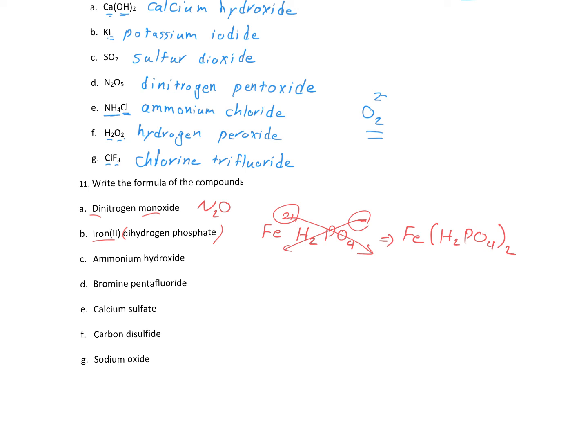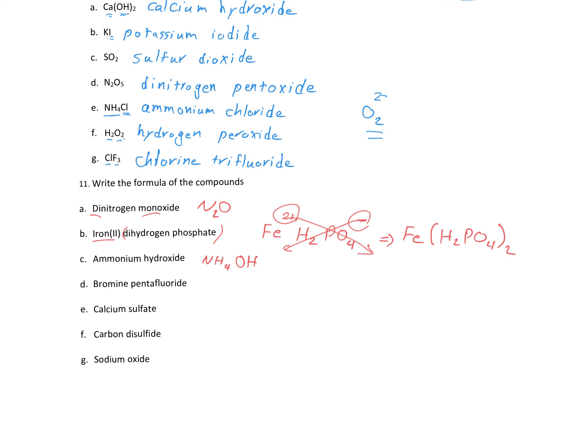Okay, next one, ammonium hydroxide. Both of them are polyatomic ions. So you write the ion first, with the charges. Hydroxide is OH minus, it's 1 and 1, so it's already charge balanced. So you just write them next to each other. So let me just erase the charges. That's it. And maybe it's better to write OH closer to NH4. So that's ammonium hydroxide.